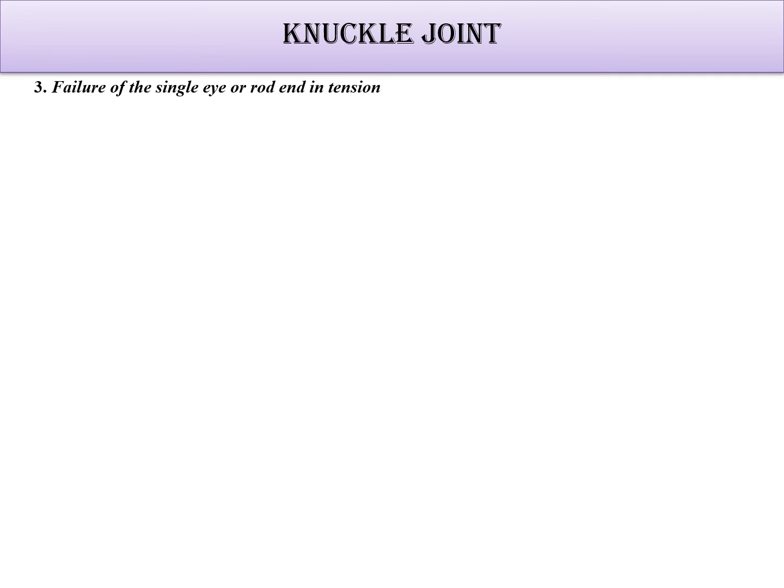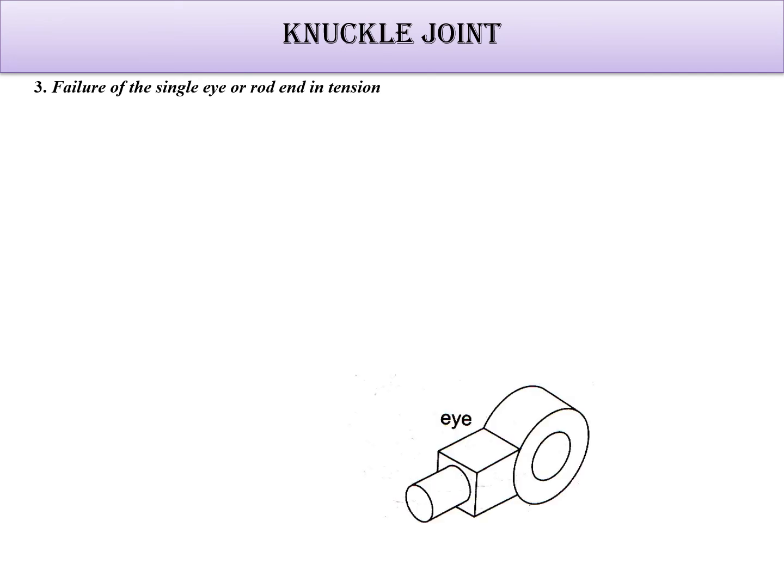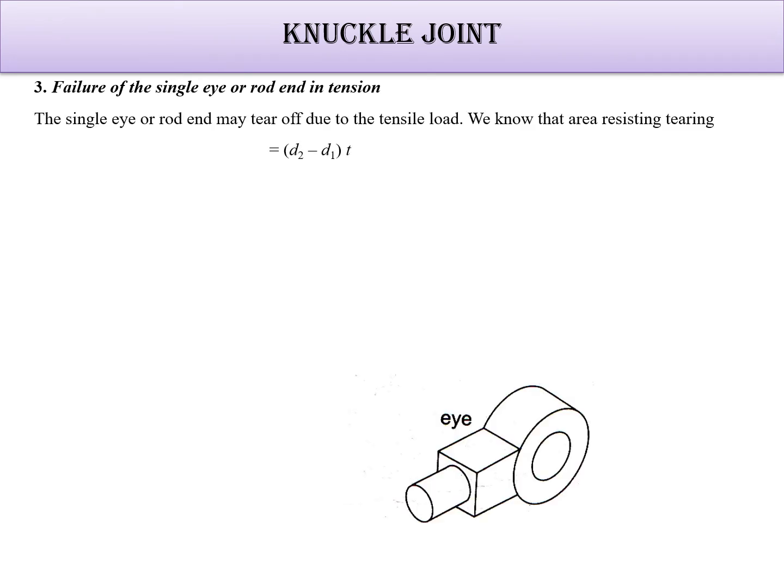Then the first thing is the failure of the single eye or rod end in tension. Now this is a single eye. This is how it looks. If you cut in this way, this part will be under tension because it will get pulled to this side and it can break, and this part will get pulled to this side, so it can break here.